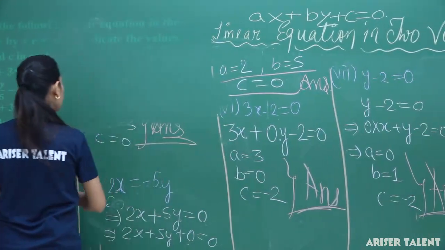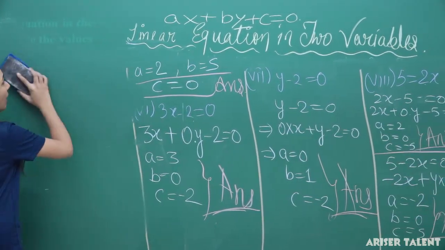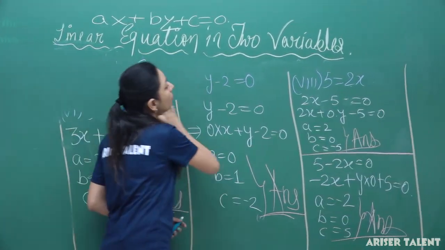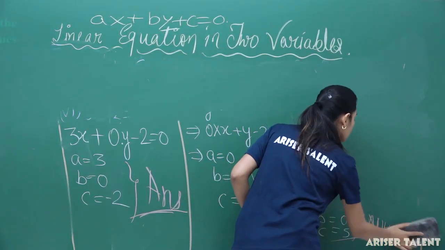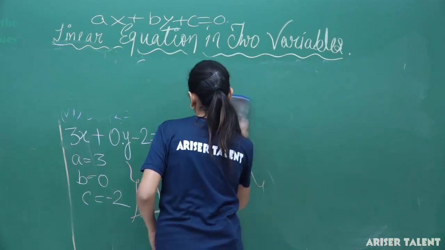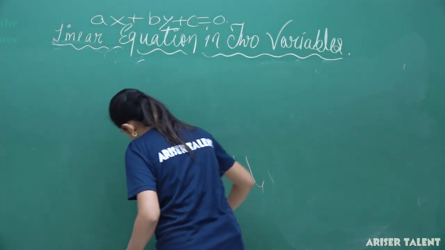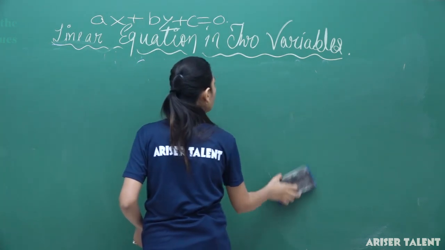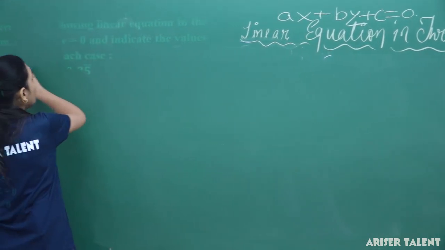The question is completed. You have done all the parts. So, now in my opinion, there will be no doubt for you guys about how to change the given equation into ax plus by plus c equals to 0 format and how to find out the a, b and c values. Clear for you?